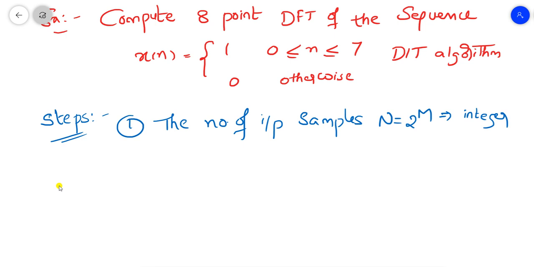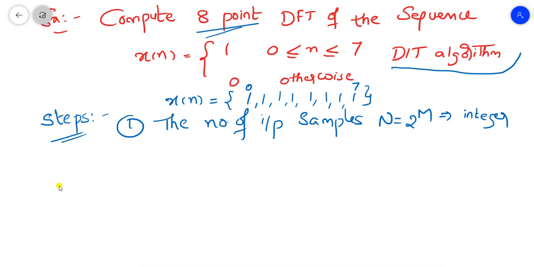Before that, we need to define the sequence. The sequence x of n exists when n is between 0 to 7, so here 1, 1, 1, 1, 1, 1, 1, 1, all are ones, and in the remaining cases it is 0. I am taking only the 8-point DFT, since the question is asking about the 8-point DFT, so I am taking 0 to 7 samples only. So my sequence is defined as all ones. Now I would like to compute the 8-point DFT for this given sequence by using the decimation in time algorithm.